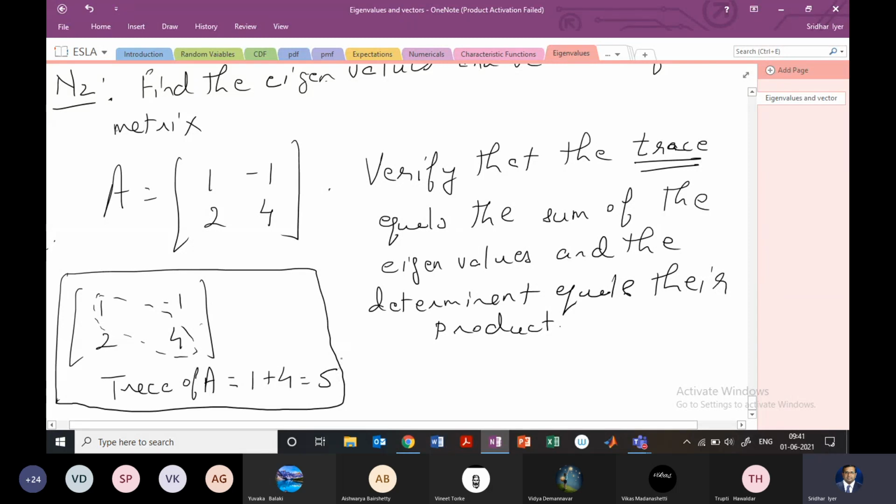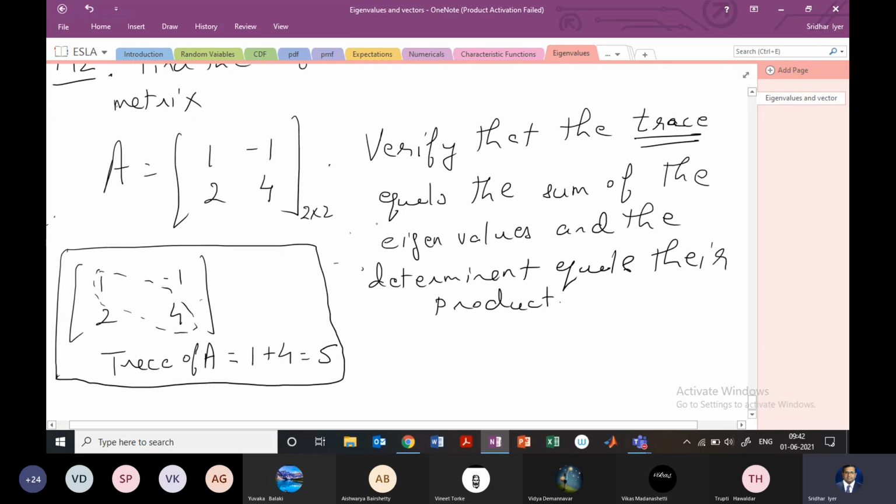It says verify that the trace equals the sum of the eigenvalues. So the first step is we need to find the eigenvalues. Then there's the second question, that the determinant equals their product. That we'll find later. So first let's find the eigenvalues. It's a 2 cross 2 matrix, therefore you'll get 2 eigenvalues, and the sum of those values should be equal to the trace, that is 5.